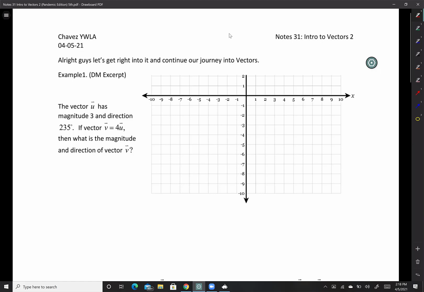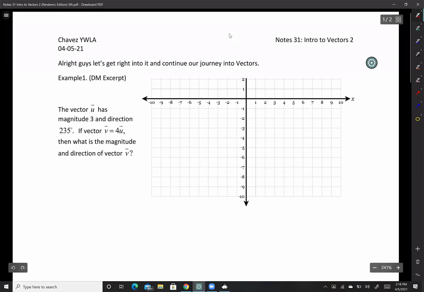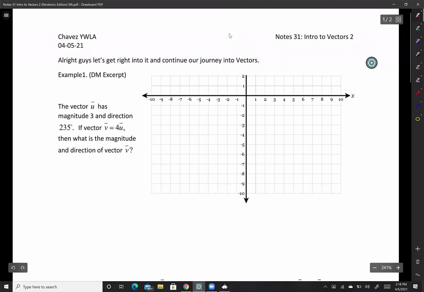So this is from Delta Math. It says vector u has magnitude 3 and direction 235. This is not how vector u actually looks, I'm just making this up, guys. So I'm saying that this is magnitude 3 and that this angle is 235. It doesn't look like that. This is just an approximate.